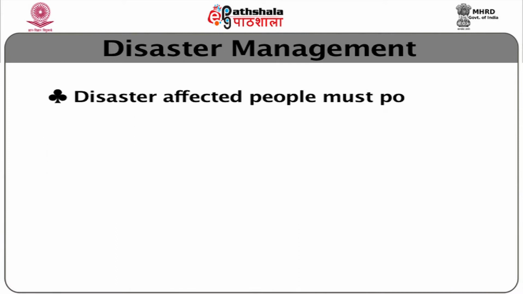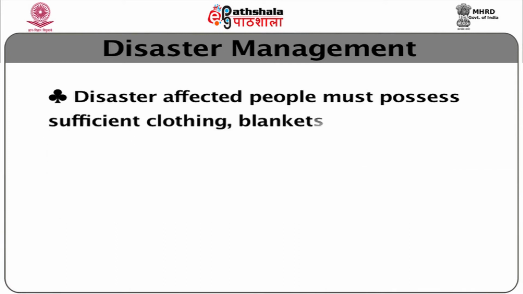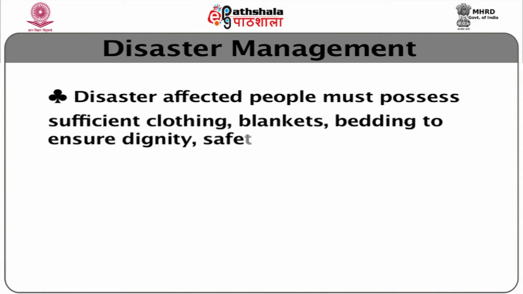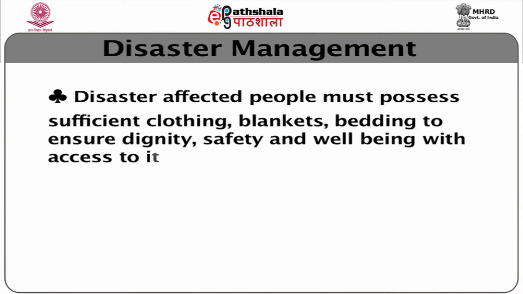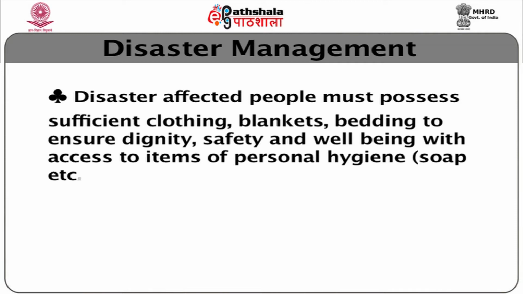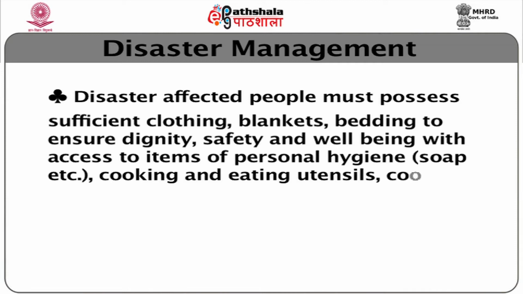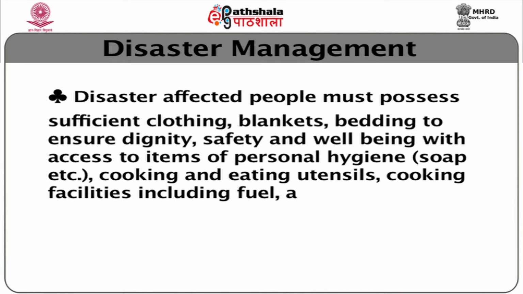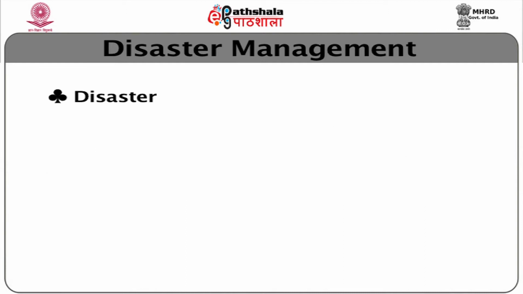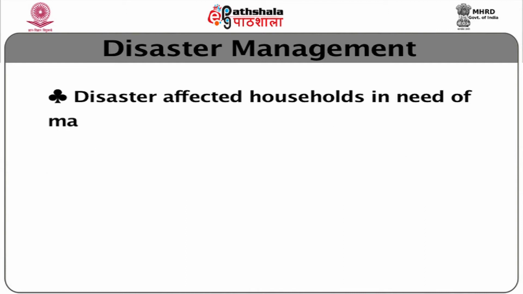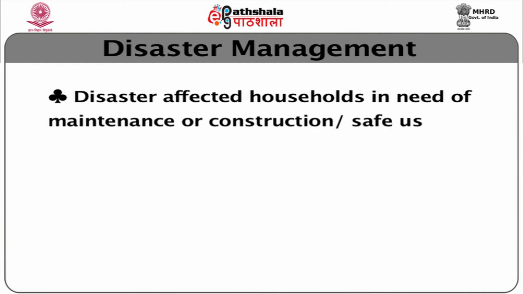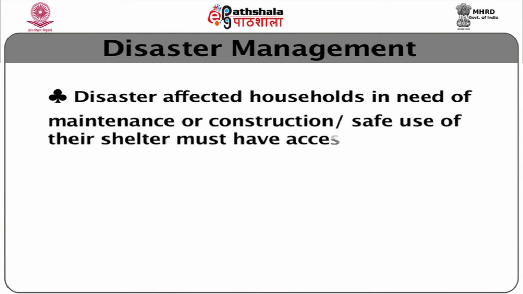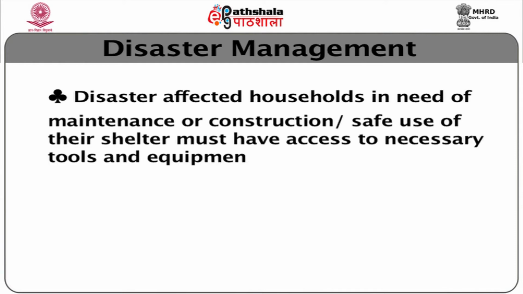Disaster affected people must possess sufficient clothing, blankets, and bedding to ensure dignity, safety, and well-being, with access to items of personal hygiene like soap, cooking and eating utensils, and cooking facilities including fuel and artificial lighting. Disaster affected households in need of maintenance or construction for safe use of their shelter must have access to necessary tools and equipment.